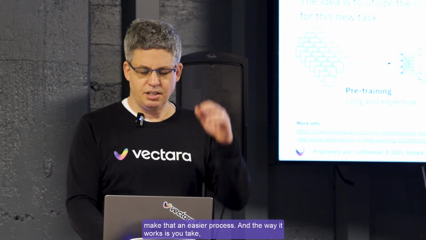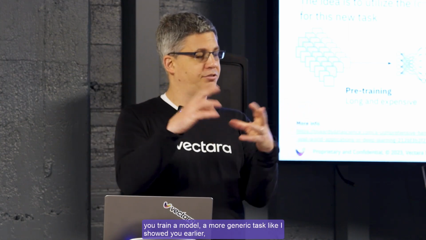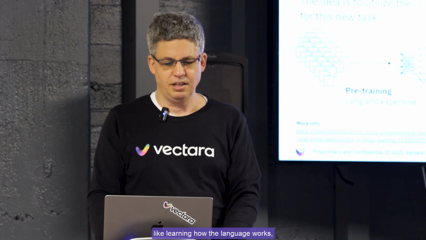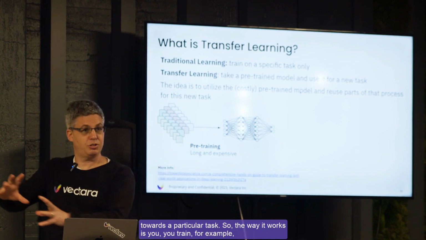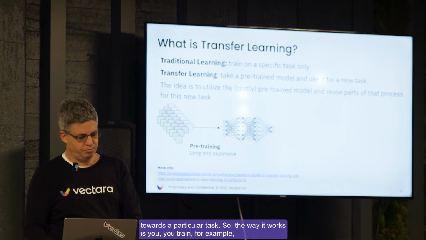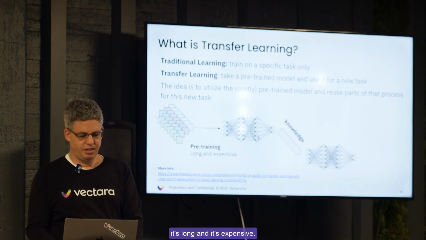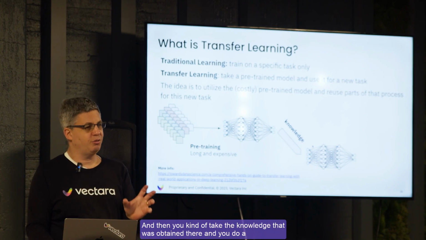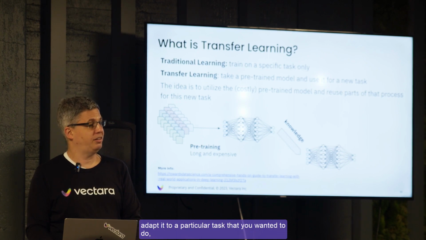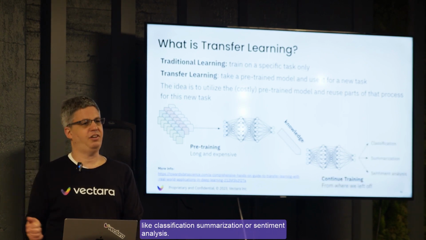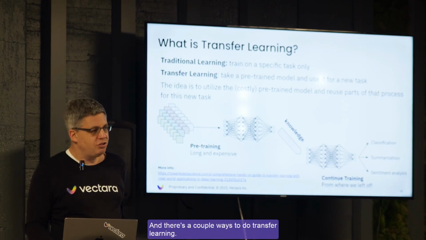The way it works is you train a model on a more generic task, like I showed you earlier, like learning how the language works. And then you transfer what you learned towards a particular task. So you train, for example, a large language model, like I showed you earlier. It's long and it's expensive. Then you take the knowledge that was obtained there and do a little bit at the end to adapt it to a particular task you wanted to do, like classification, summarization, or sentiment analysis. And there's a couple of ways to do transfer learning.